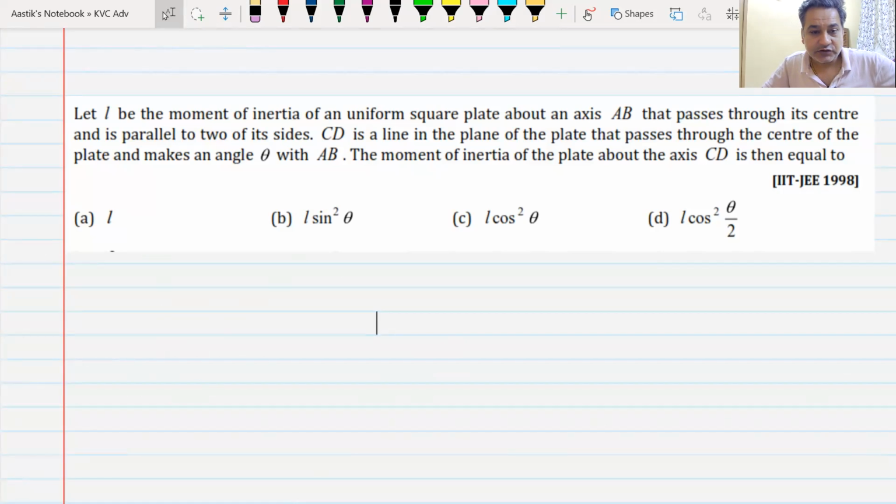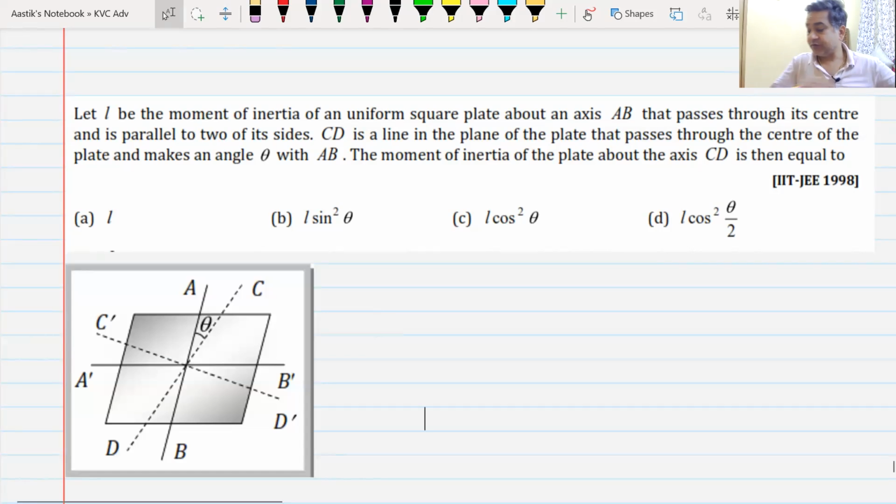If you want, I can show you the diagram. Though the diagram is not a part of the question, still I will show you a diagram. This is one of the previous year's questions, so very likely it may definitely come in the exam. So the diagram looks like this. What will be the moment of inertia of this plate about an axis inclined at an angle of theta? Yes, I'll give you 2 minutes to think about it.